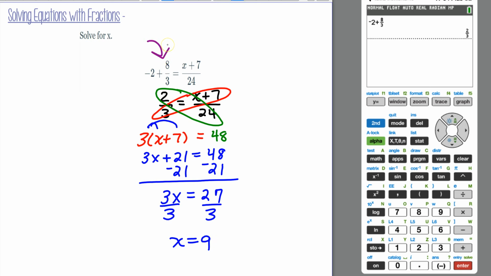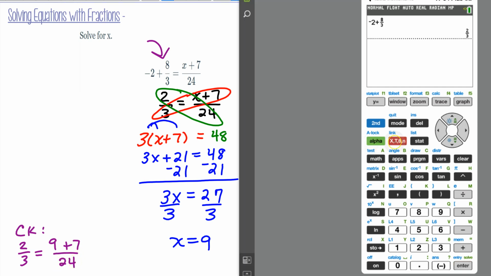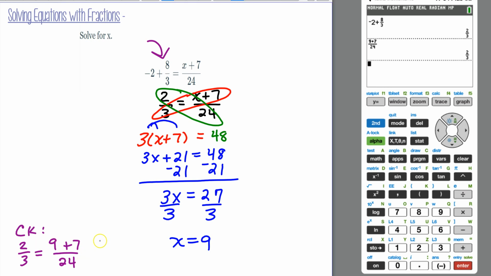So if I type in -2 plus 8/3 in the calculator, I get my 2/3 equals, I have x, which we said was 9, 9 plus 7 over 24. Now when I type that into the calculator, 9 plus 7 over 24 and hit enter, I'll get my 2/3. So I have 2/3 equals 2/3, which does check out.